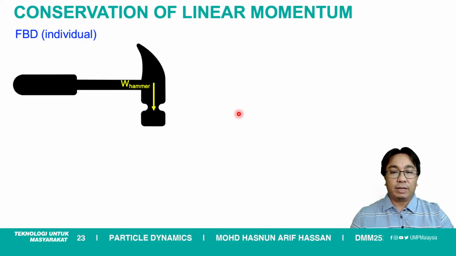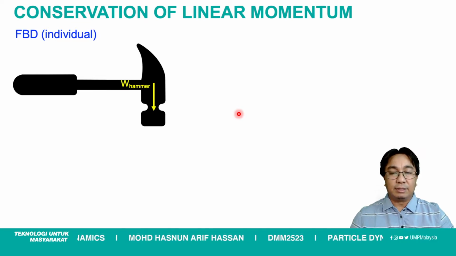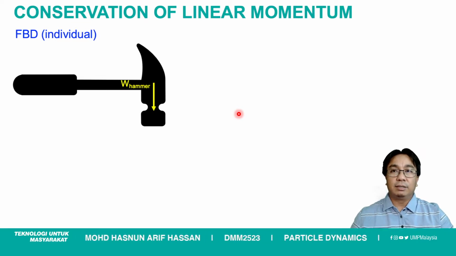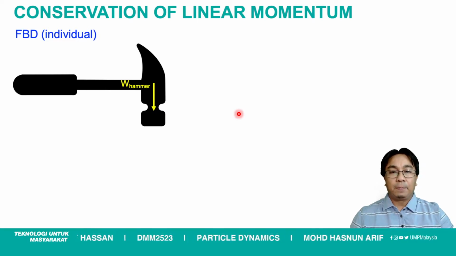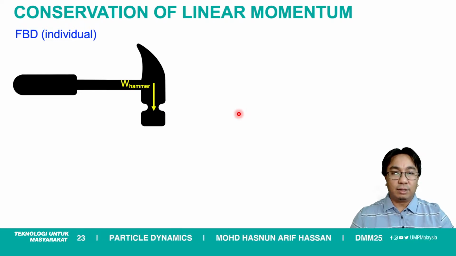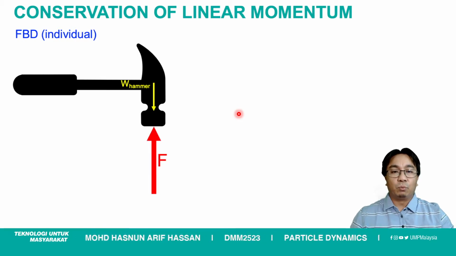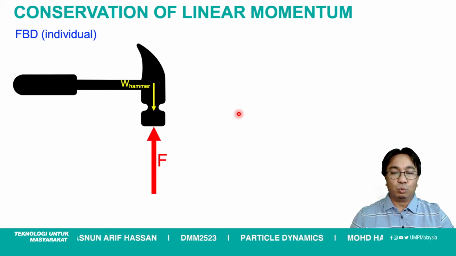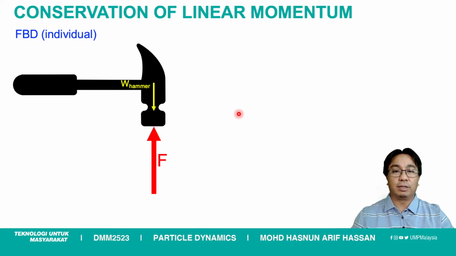the weight of the hammer pointing down, and as per Newton's third law of motion, action equals reaction. When the hammer applies a force to the nail, then a similar force but with opposite direction will also be applied to the hammer. So this is the individual free body diagram.